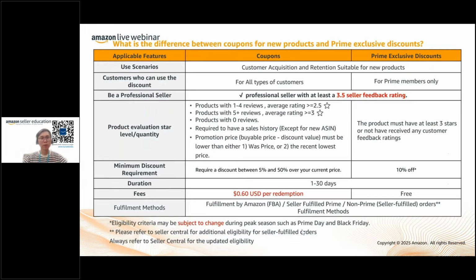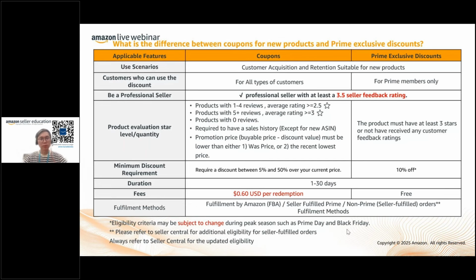So this is just to give an overview. I know sometimes there could be a bit of confusion between, okay, when do I use a coupon, when do I use a Prime exclusive discount, and what are the differences, right? So this table basically helps to summarize the key differences.